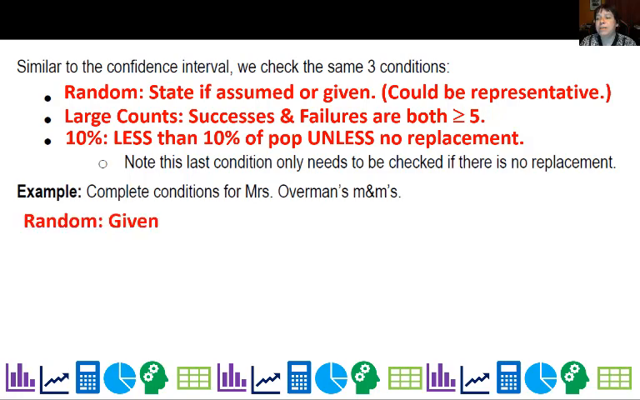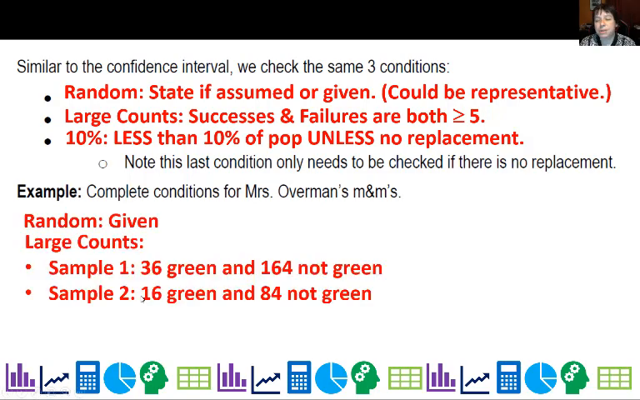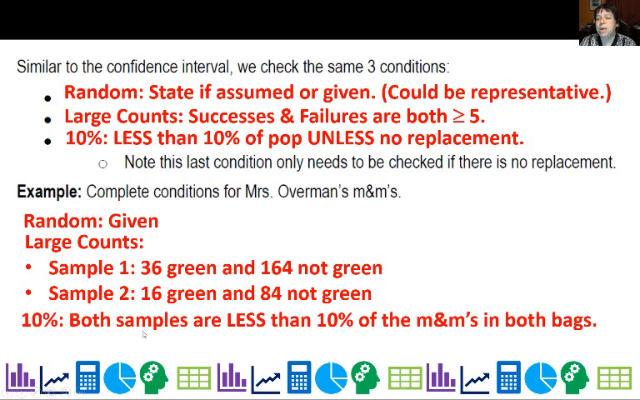So for my example, random, I told you it was given. My large counts, I had 36 green and 164 not green, and 16 green and 84 not green. So both of those meet the greater than or equal to 5 condition. And 10%, both samples are less than 10% of the M&Ms in both bags, all right? I believe they had 2,400 candies. So yeah, I'd have to have a sample bigger than 240.